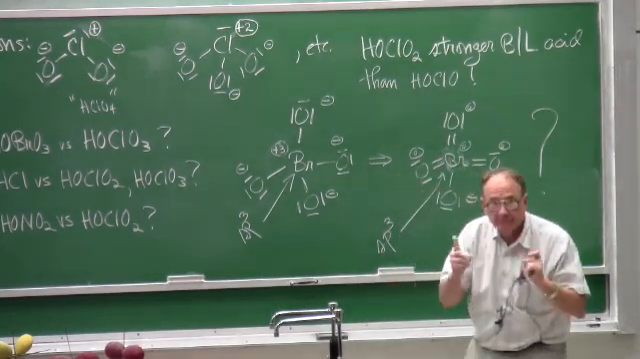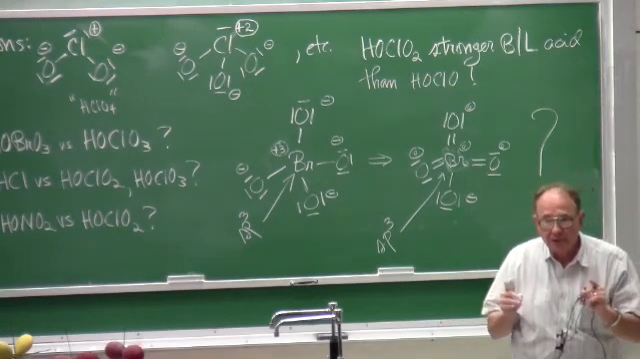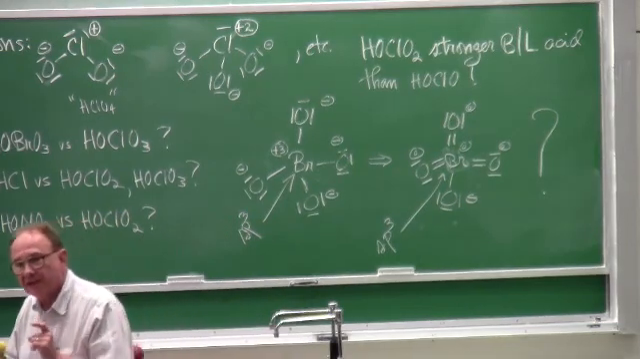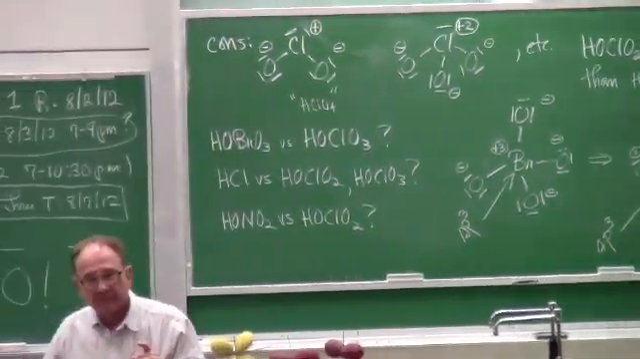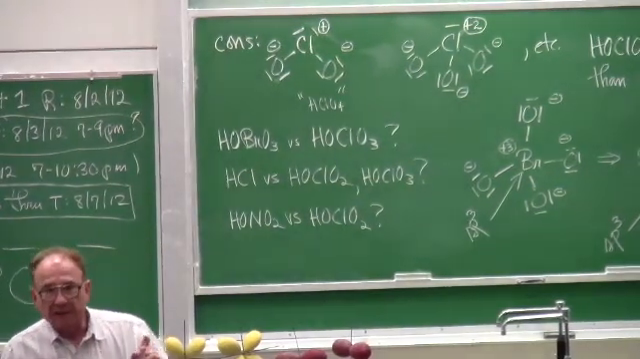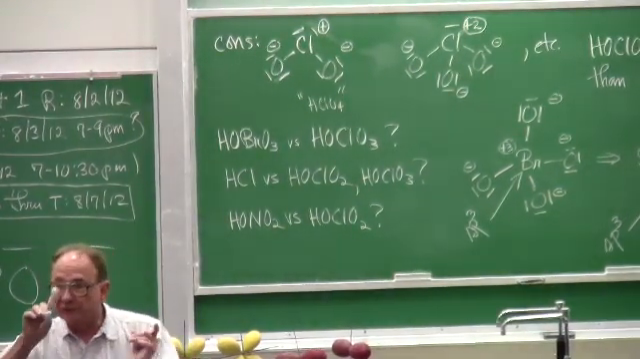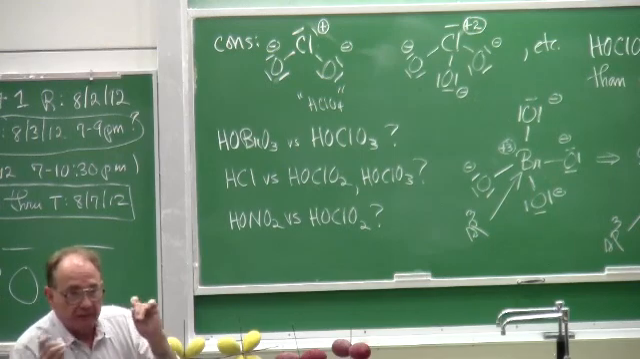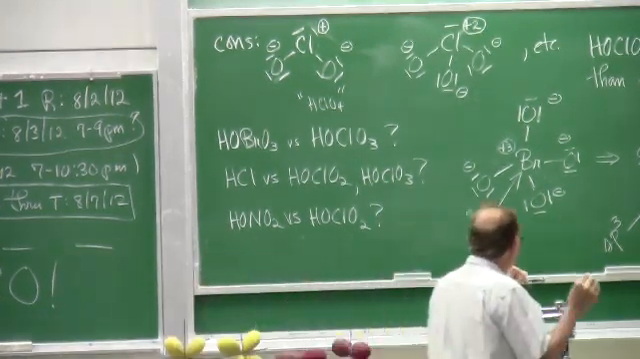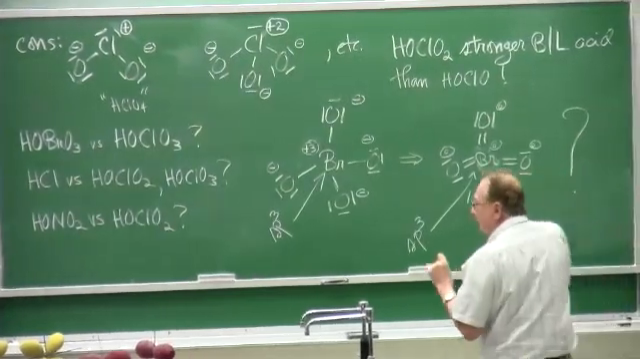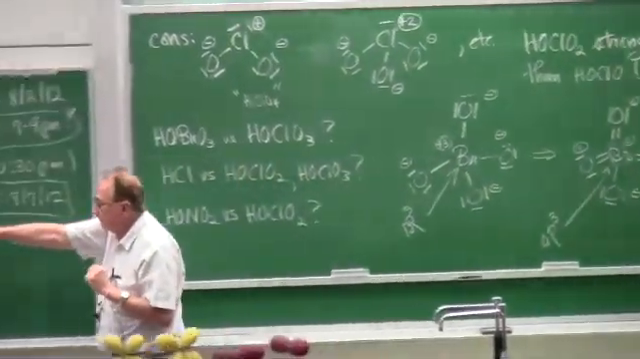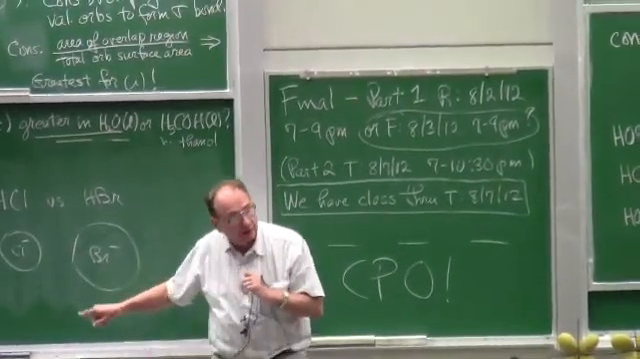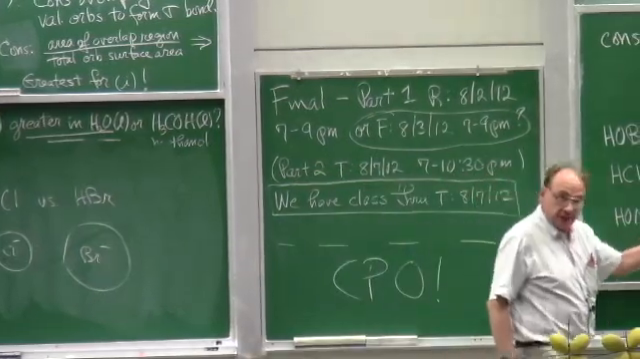So if induction and resonance stabilize negative charge density as effectively for BrO4 minus as they do for ClO4 minus, with the difference being 0.2 electronegativity units in favor of chlorine, if we found over here that charge to size ratio means more than electronegativity, could we translate that to this issue?